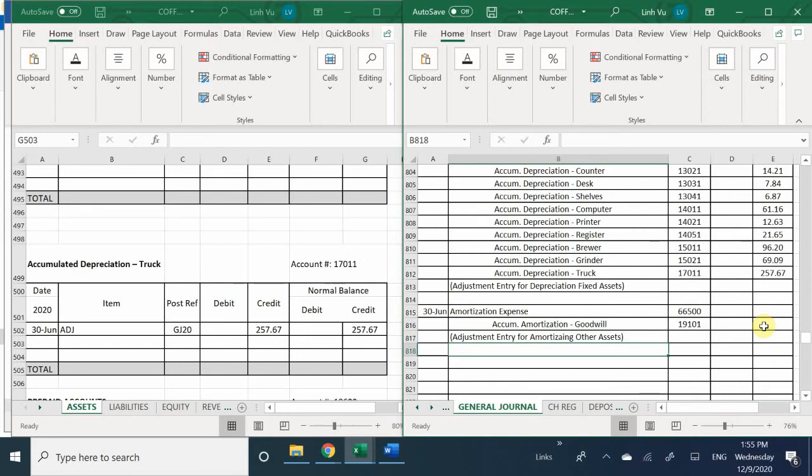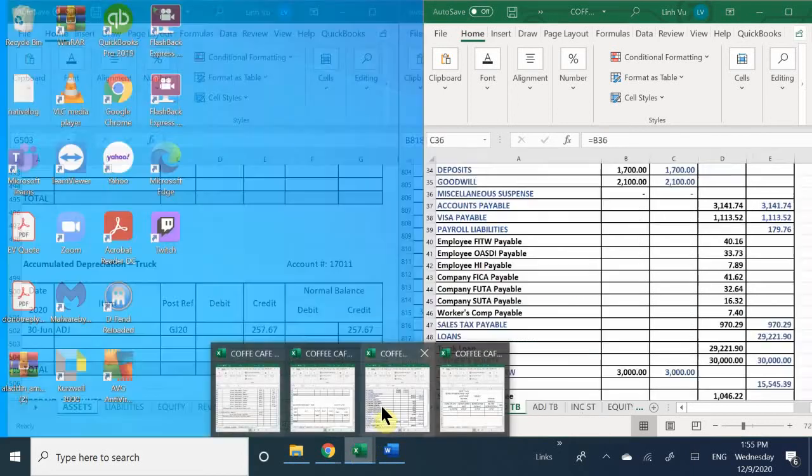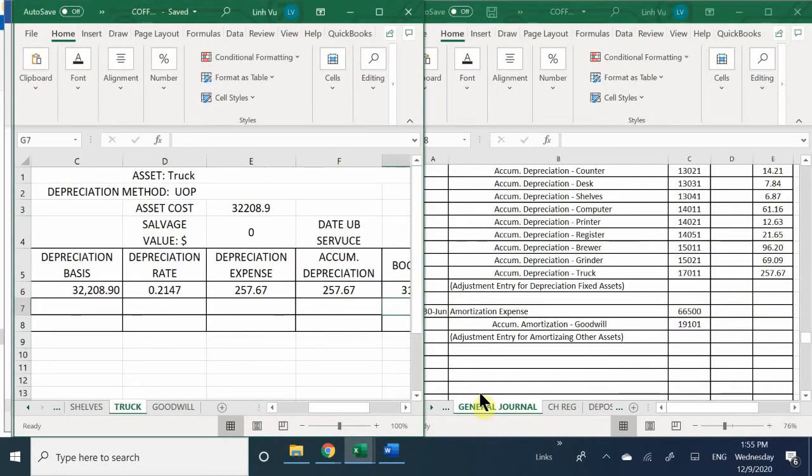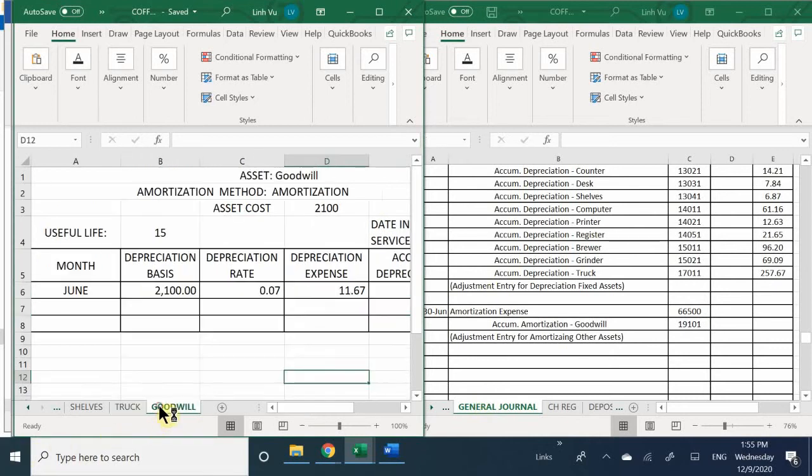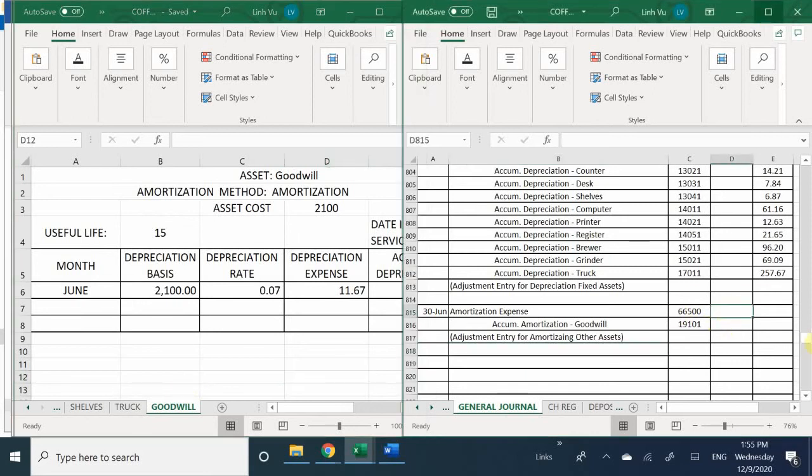Amortizing other assets. Okay. And what is the note? Entry graph. Okay. And the accumulated depreciation amount is $11.67.